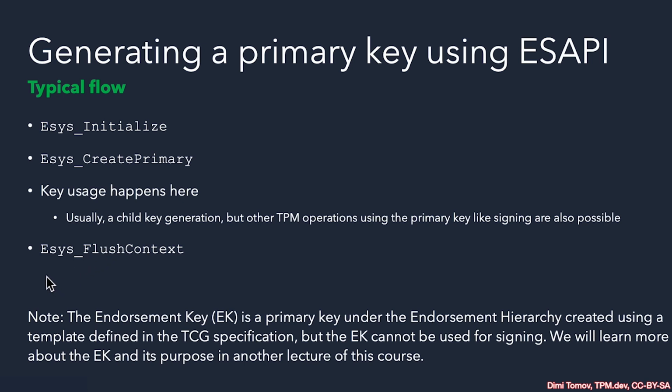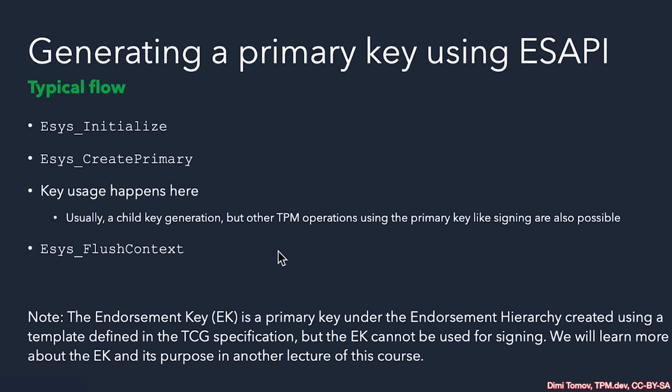So for the first lab, you see that the goal is to generate the primary key using our template, make the necessary changes, generate that primary key and then flush it out. It is important to mention here, and this is why we have this note on the bottom of the slide, that primary keys under the endorsement hierarchy are usually created using a template defined by the TCG, and using that template, the EK cannot be used for signing.